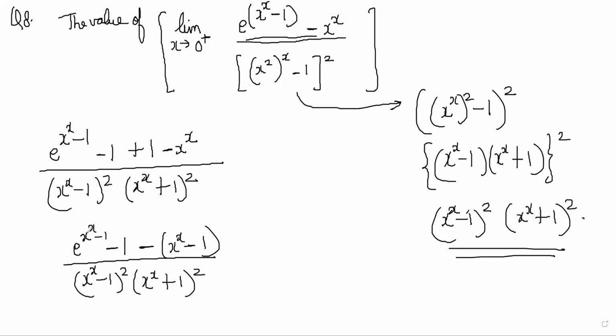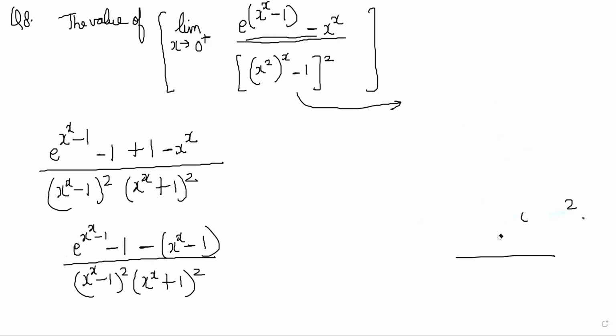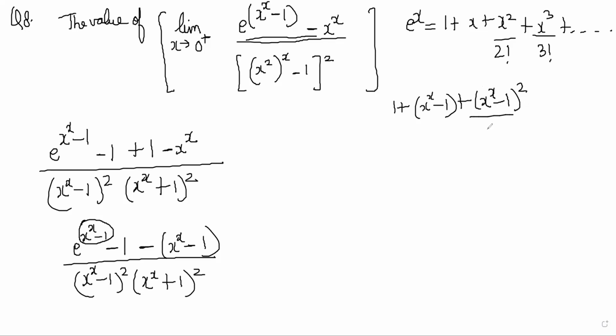Now think of your Taylor series expansion for e power x, right? Think of the Taylor series expansion because that will be useful at this stage, because e power x used to be 1 plus x plus x square by 2 factorial plus x cube by 3 factorial and so on, right? So this is my power of e. So that will be 1 plus x power x minus 1 plus x power x minus 1 whole square by 2 factorial plus x power x minus 1 whole cube by 3 factorial and so on.